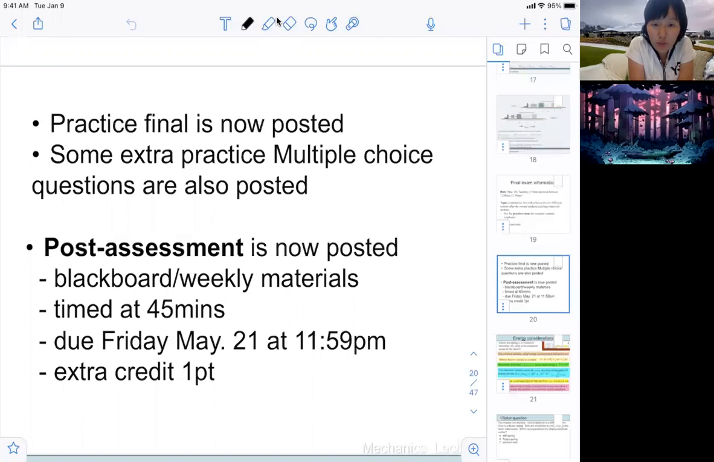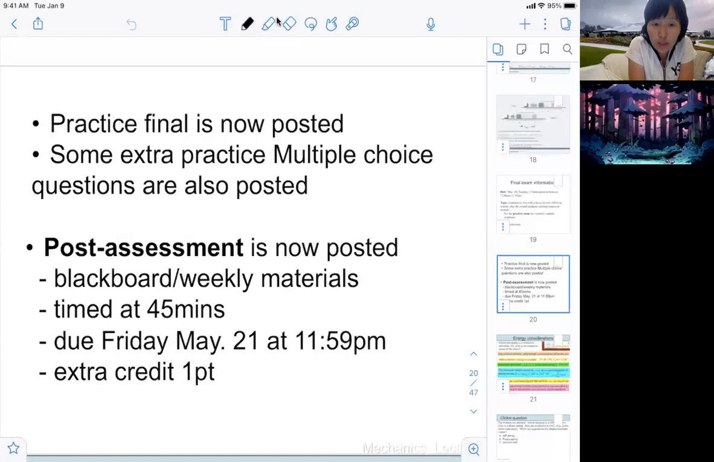It's now posted on Blackboard, in the weekly materials folder at the very bottom, where you will see a link for the post-assessment. It's timed for 45 minutes, okay? You're not going to be graded as long as you answer those questions. Just try your best. There is no need to Google answers because it's not graded.